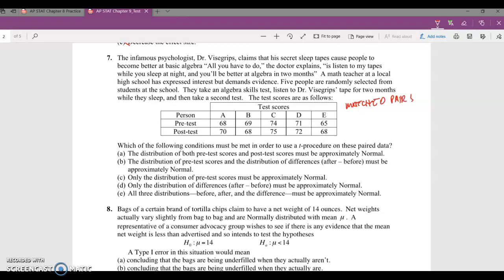Which of the following conditions must be met in order to use a T procedure on these paired data? Now it's a very small sample size. We don't care about the pre-test and post-test. We care about the difference. All right, so if we were to do post minus pre, let's calculate that very quickly. That's what's got to be normal. Approximately normal. So it's the differences. Doesn't matter about the individual, the before or the after.